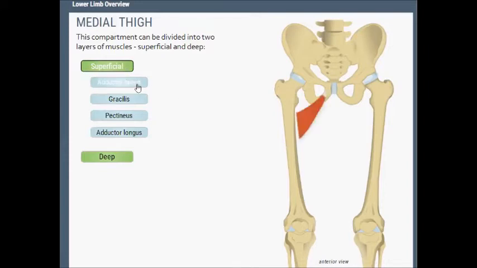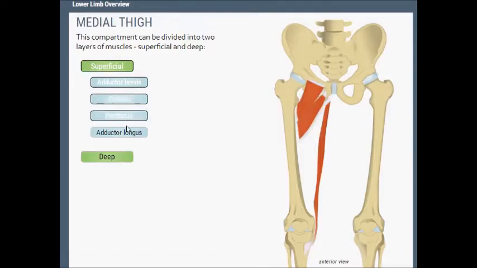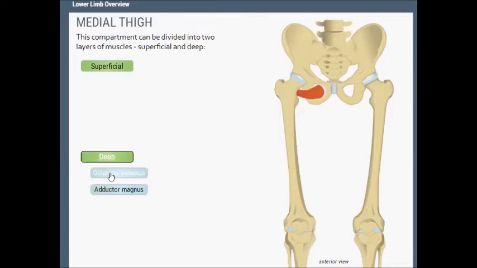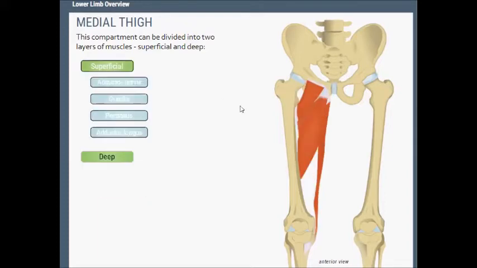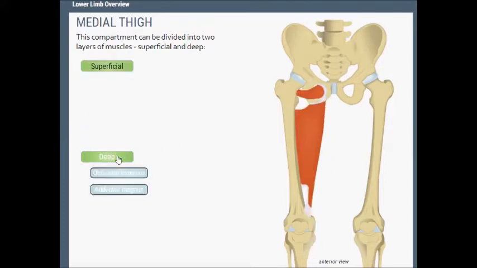Superficial one, that is adductor brevis, gracilis, pectineus, and adductor longus. So two adductors are here, adductor brevis and adductor longus in superficial, and the other two are gracilis and pectineus. In the deeper one, there is obturator externus. Remember, we have studied obturator internus previously, and then there is one more, adductor magnus. So in total, there are three adductors: adductor magnus, longus, and in superficial we have seen brevis. That's why this particular group is also called the adductor group of muscles, because it helps in adduction.